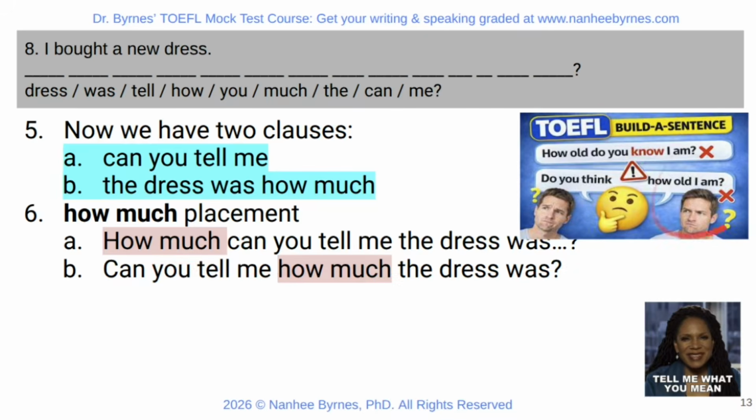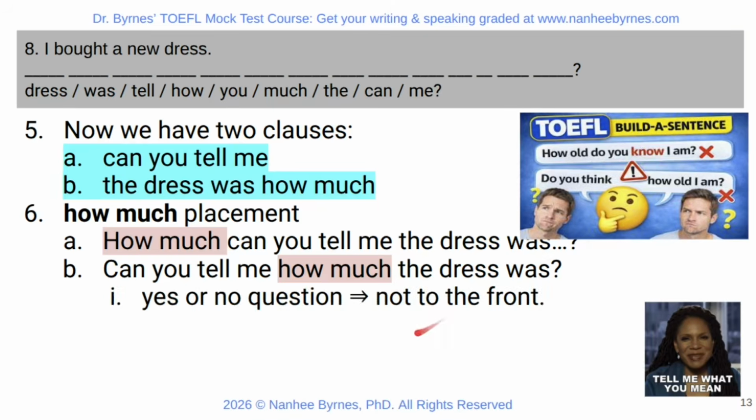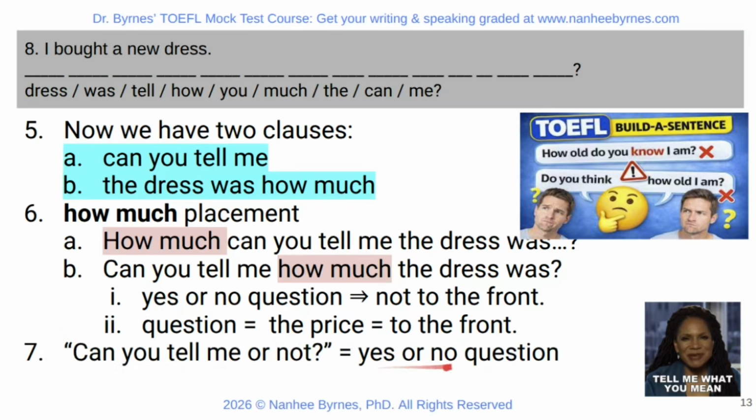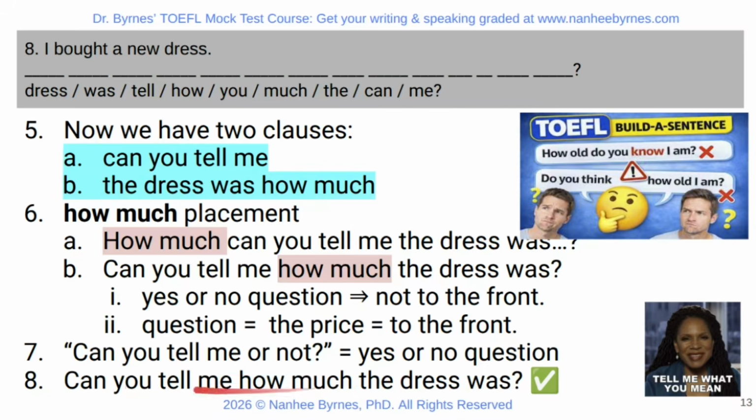Which one is correct? If you don't know the answer, you should watch the previous videos where we discuss this very question using the words know and think. If the question is asking for yes or no, how much does not move to the front. If the question is asking for the actual price, then it does move. Here, the question is a yes-no question because it is phrased as, can you tell me or not? Therefore, the sentence should not begin with how much. Instead, how much should come at the beginning of the noun clause.